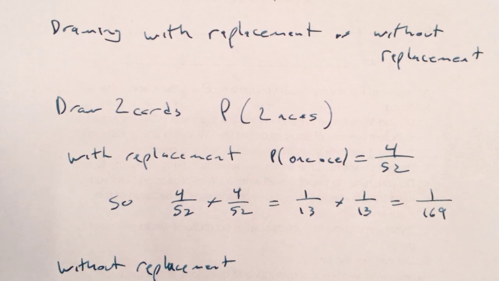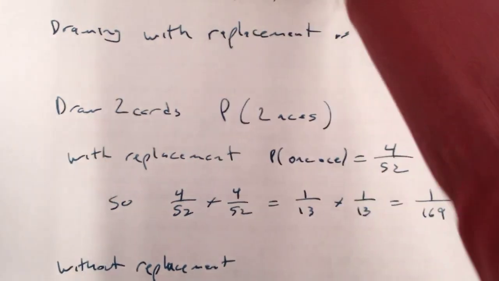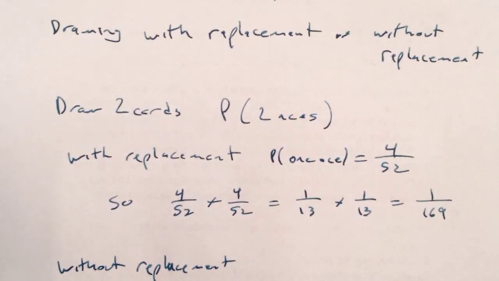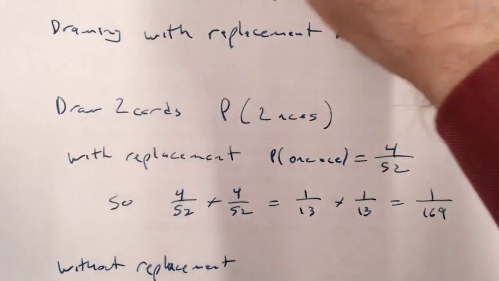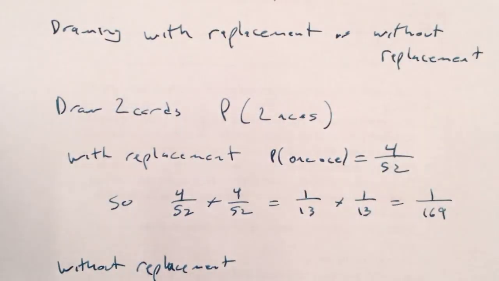Okay, wait a minute. I'm gonna pick 2 cards. Shuffle, shuffle, shuffle, 2 cards. Here are my 2 cards. I need to know the number of ways in which both of these are aces.